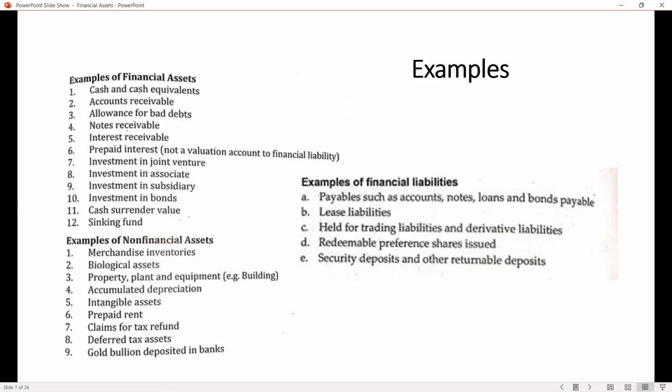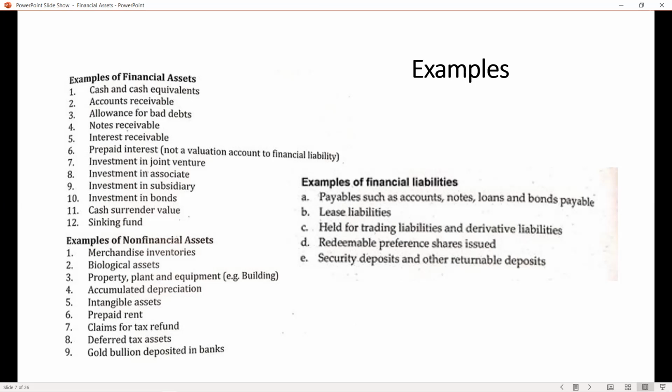Next, these are the examples of financial asset, non-financial asset, and financial liabilities. These are actually pictures taken from the book of Sir Asuncion and the book of Sir Millan. Examples of financial asset: cash and cash equivalents, accounts receivable, and allowance for bad debts, but this allowance for bad debts is actually on a negative sign, since we all know that allowance for bad debts is a credit balance and it's a contra account of accounts receivable.